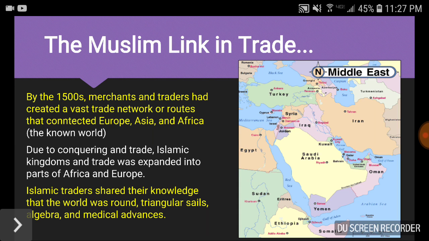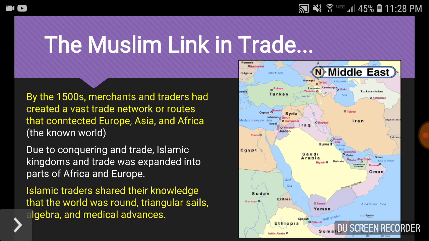All right, so on your tree map, the left-hand side of your notes, you should see a tree branch labeled the Muslim Trade and Link. Anything in yellow needs to be written down on your tree branch section. So on your first branch, anything in yellow needs to be written down. The white is great information, but I'm not going to ask you to write it down. You can if you want, but I'm not expecting you to. So just what's in yellow.